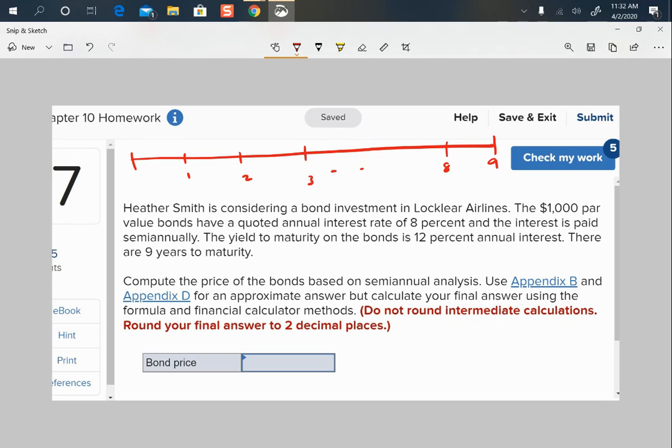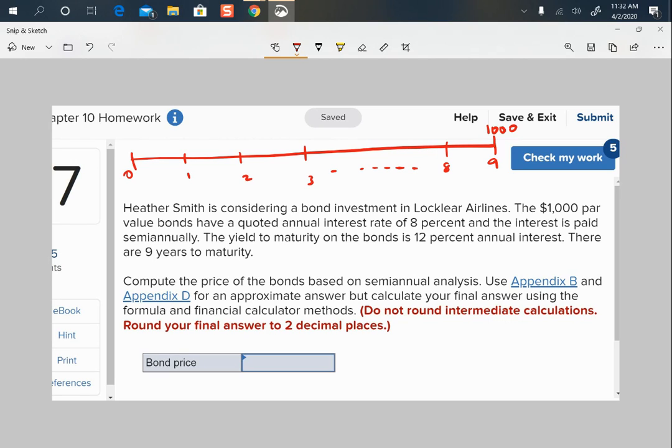And so on up to 8 and then 9 years. So this is time zero, this is today, and this is 9 years, when the bond matures. So we know that when this bond matures, the bond is going to pay back the principal, which is the face value of that bond, $1,000.